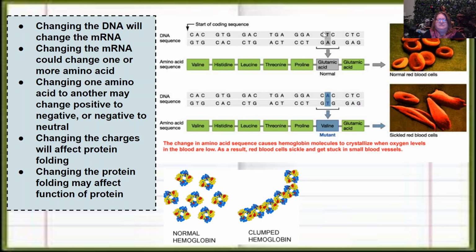Here's the DNA, and on this codon CTC, it's changed to ACAC, and that changes the amino acid from glutamate or glutamic acid to valine. That's the mutant. Now, that is enough to cause a really big problem.